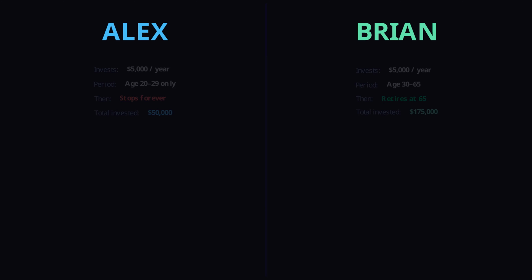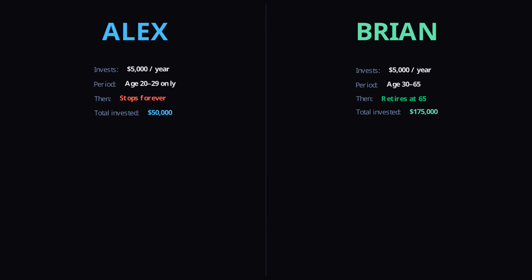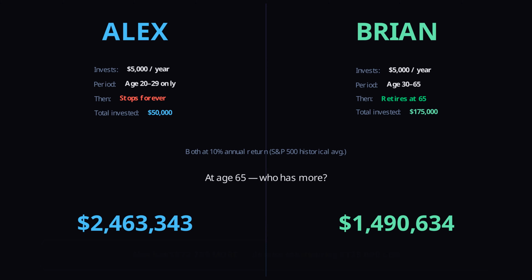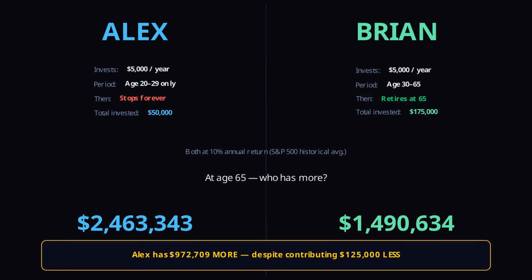Two people. Same investment strategy. Same rate of return. Alex invests $5,000 a year, starting at age 20. He does this for exactly 10 years, then stops completely. He never invests another dollar. Brian starts at 30. He invests that same $5,000 every year for 35 years. He never misses a contribution.